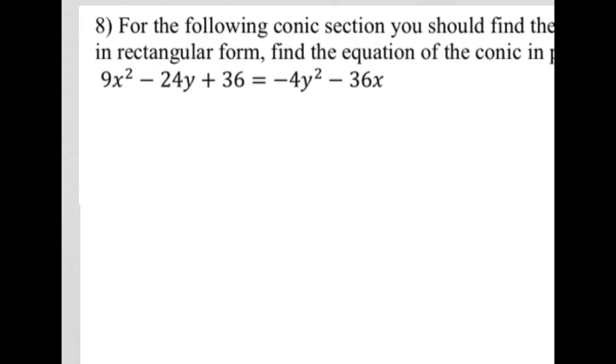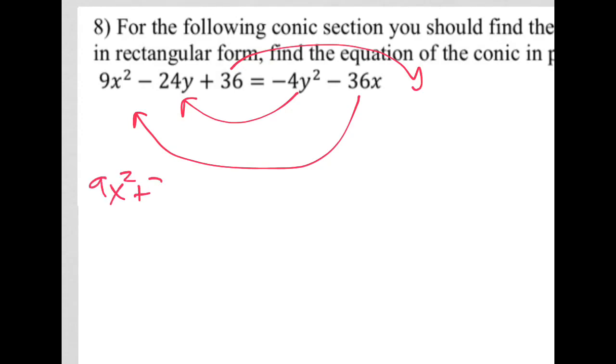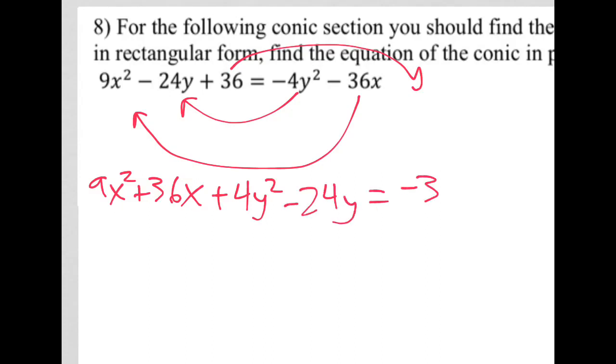Well, I'm going to add 4y squared to both sides. I'm going to add that 36x to that side as well, and I'm going to move that 36 over. So I'm going to deal with 9x squared plus 36x plus 4y squared, because I'm adding it over, minus 24y equals negative 36. And now let's factor out the coefficient on each individual squared term. So I need to factor out the 9 from my x stuff, so it's going to leave x squared plus 36 divided by 9 is 4x.